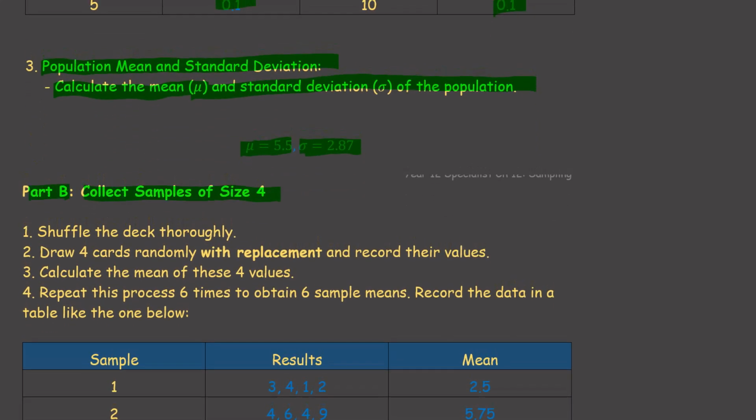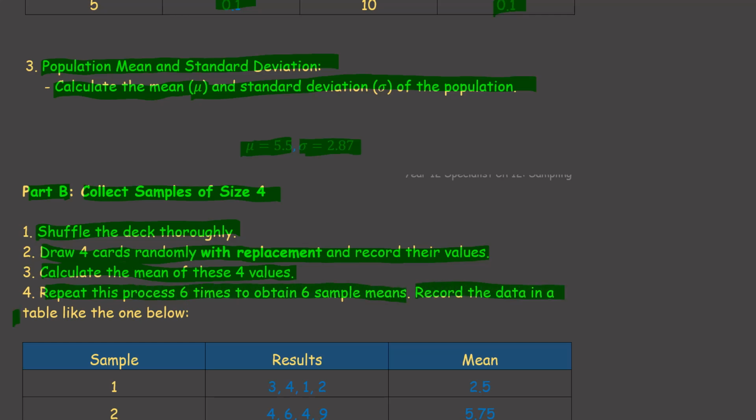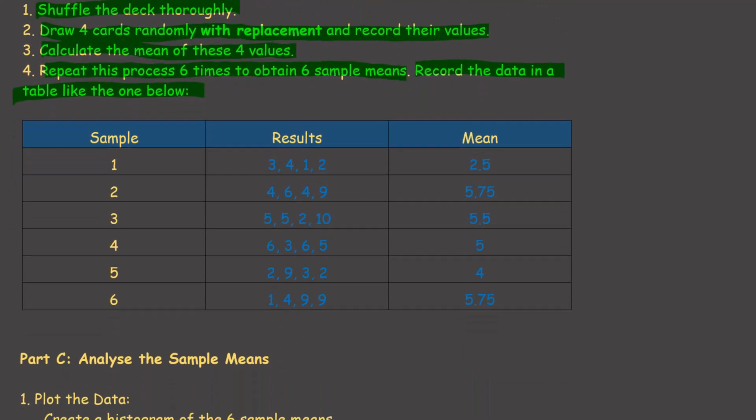Collect samples of size 4. So it says shuffle the deck thoroughly. We're not going to use a deck. Draw 4 cards randomly with replacement and record their values. Calculate the mean of the 4 values. Repeat this process 6 times to obtain 6 sample means. Record the data in a table like the one below.